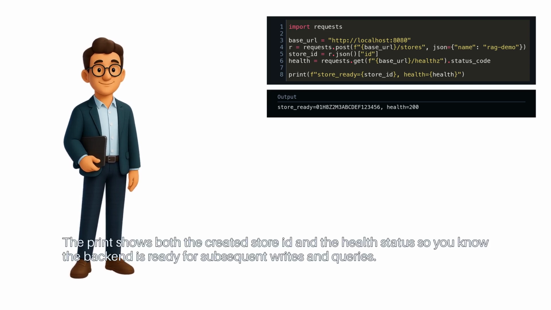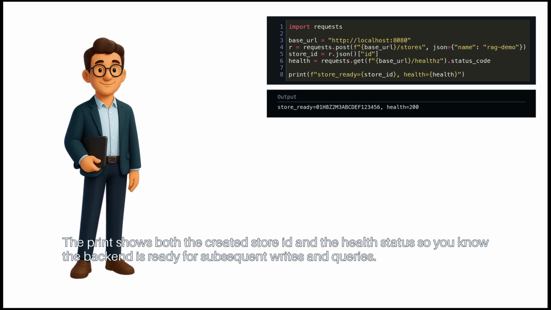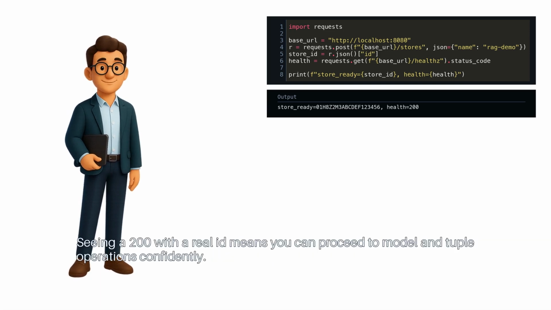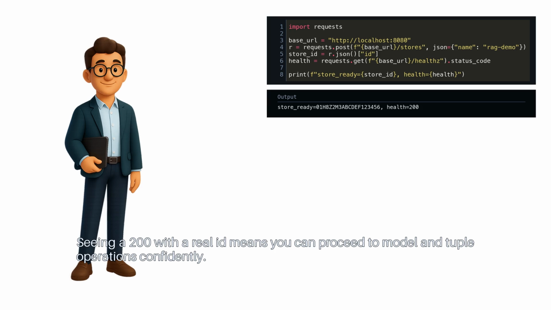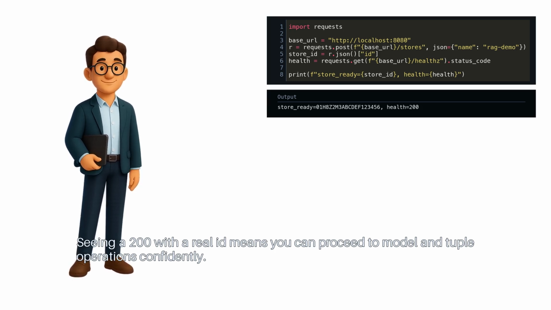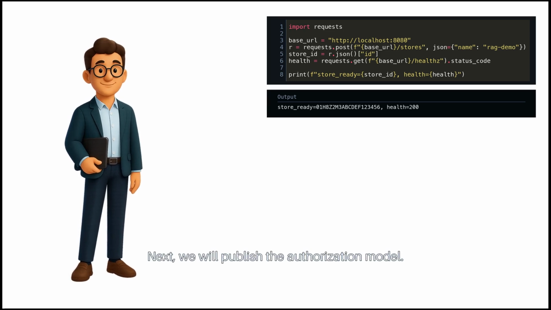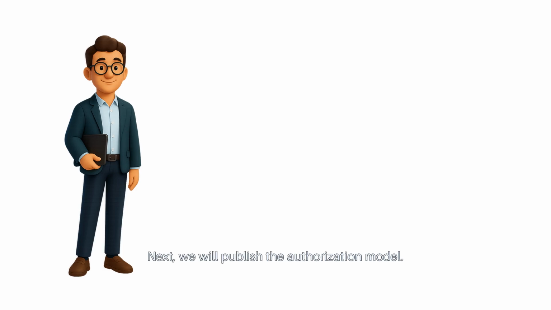The print shows both the created store ID and the health status, so you know the backend is ready for subsequent writes and queries. Seeing a 200 with a real ID means you can proceed to model and tuple operations confidently. Next, we will publish the authorization model.